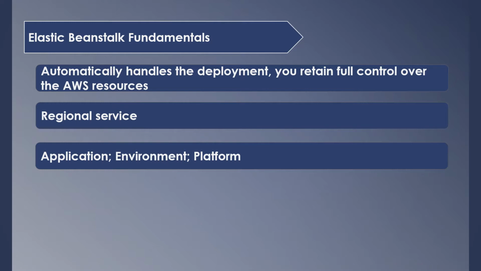And finally, platform is a combination of operating system, programming language, web server, application server, and Elastic Beanstalk components. Elastic Beanstalk provides a variety of platforms on which you can build your applications. So all three components are linked to each other and form the basis of Elastic Beanstalk.